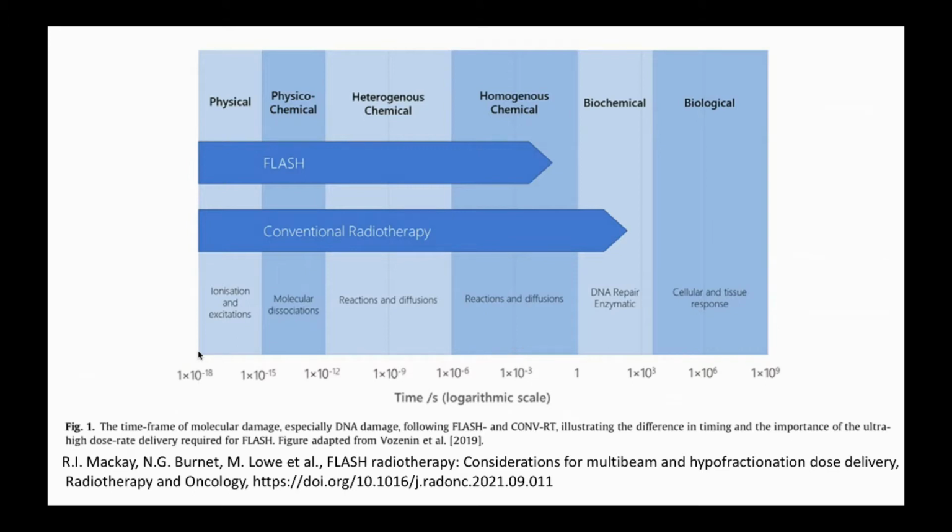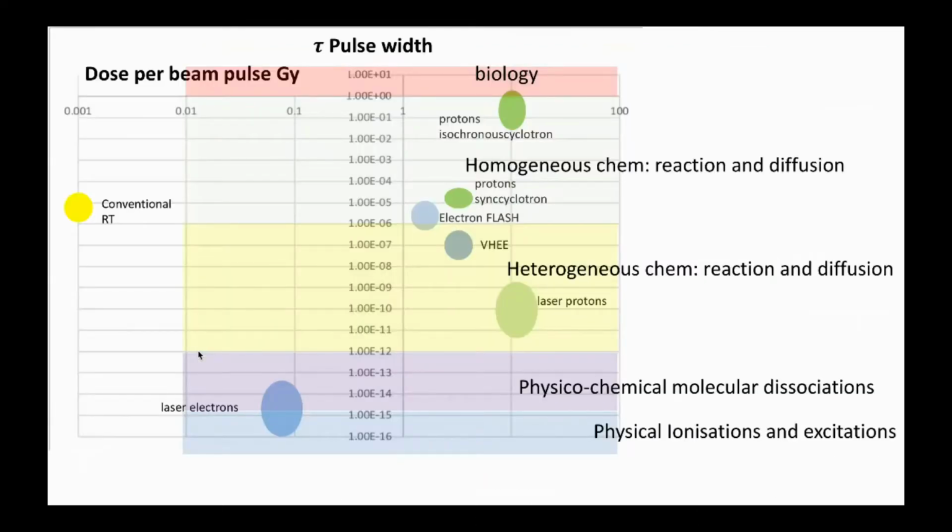So this looks at the timescale over which conventional radiotherapy and FLASH operates. And you can see that FLASH is operating very fast and very much in the heterogeneous and homogeneous chemical and physical chemical stage. And if we actually look at the way that's plotted on the way the beams are delivered, I've put here all the types of beam where we tend to see FLASH against conventional radiotherapy. And we're thinking that the chemistry and the physical chemical processes are very important here.